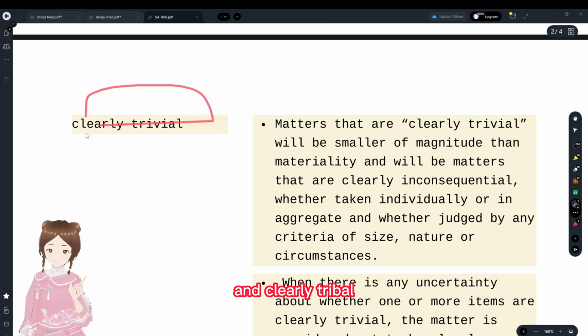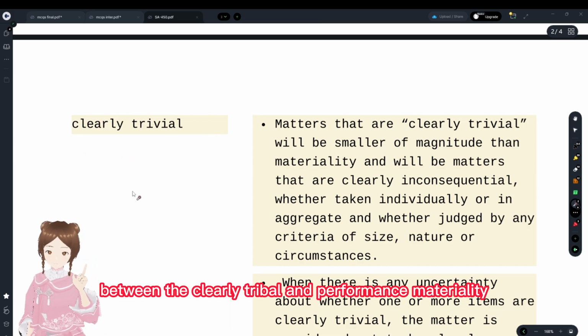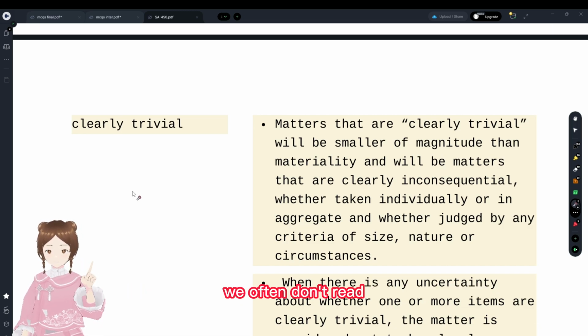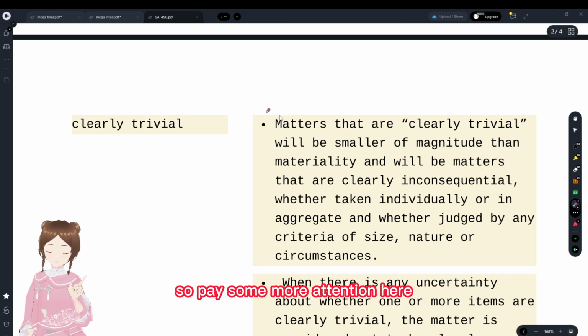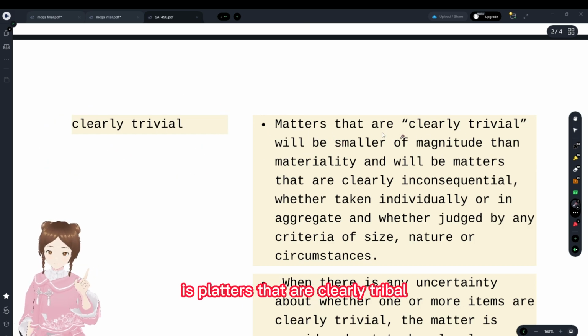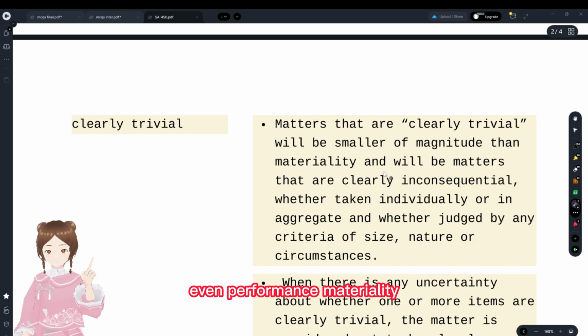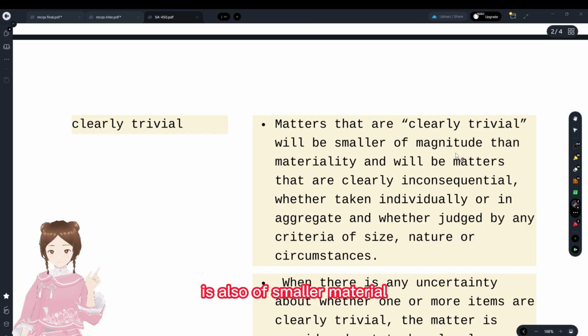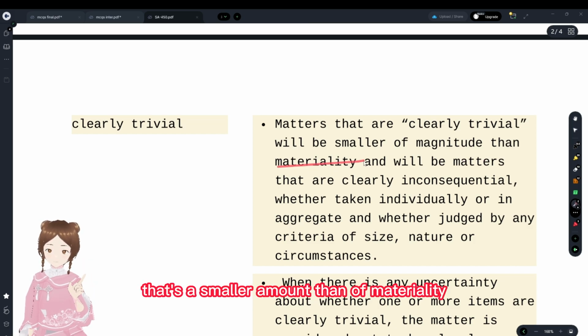And clearly trivial. There is a small difference between clearly trivial and performance materiality. We often don't read it as often as we read performance materiality, so pay some more attention here. We'll discuss what clearly trivial is. Matters that are clearly trivial will be of smaller magnitude than materiality. Even performance materiality is of smaller magnitude, a smaller amount than materiality.